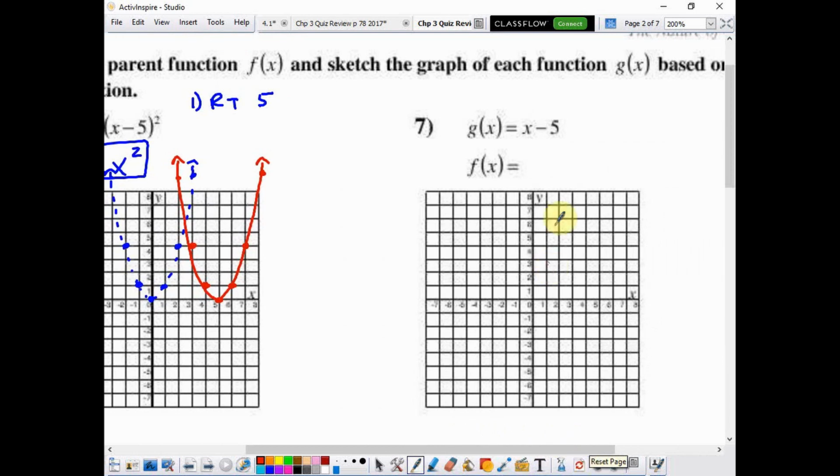f of x equals x minus 5. The parent function is f of x equals x. So that's the line y equals x. I should be dotting that in because it's not actually my answer.